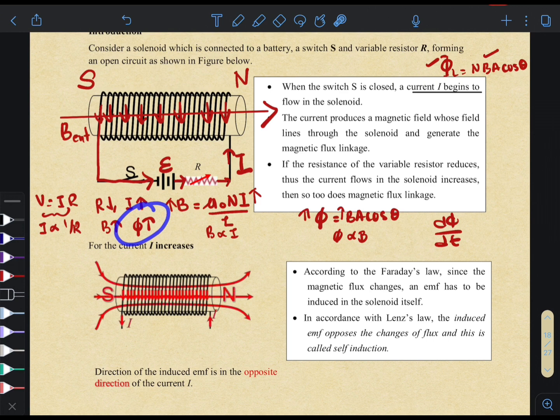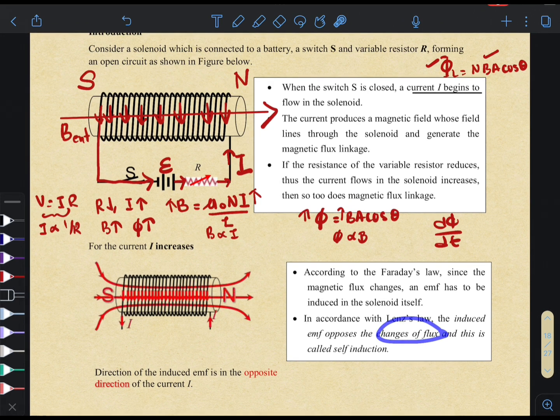Okay, flux kamu meningkat daripada tadi. Therefore, you are going to induce another EMF. Okay, in accordance with Lenz's law, the induced EMF opposes the changes of the flux. So, EMF yang kita akan induce ini, dia akan cuba oppose these changes. Okay, this is called the self-induction. Okay, ini adalah proses of the self-induction sebab dia akan cuba oppose that changes in the flux.